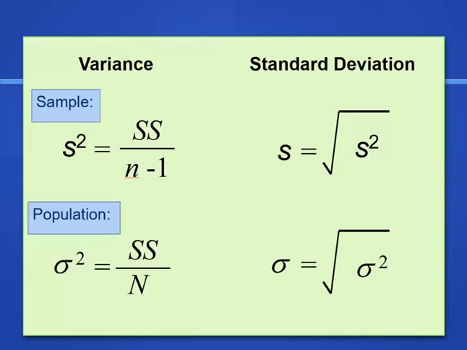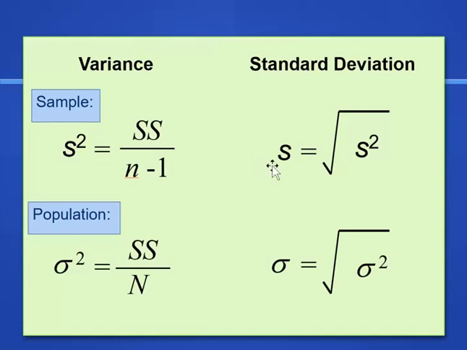Let's see. I want to point out that the formulas are the same with a tiny exception for both samples and populations. Like I mentioned before, the difference is that we define our notation for population data using Greek letters. So this is a lowercase sigma. Sigma squared means variance. Lowercase sigma means standard deviation.